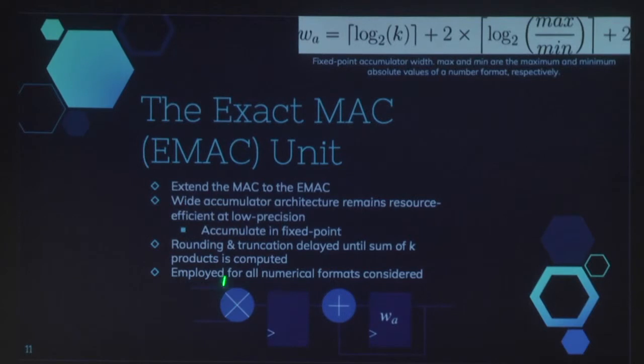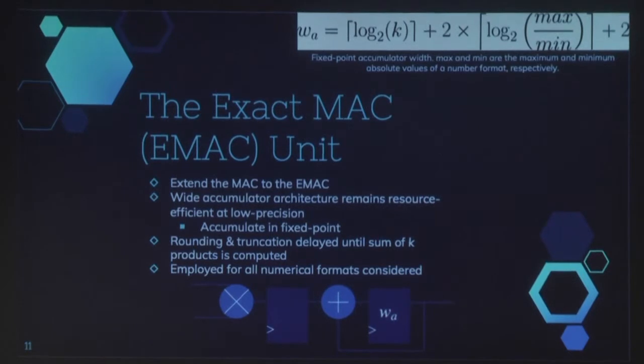And I think there has been enough discussion about this EMAC unit, where you want to use a wide accumulator architecture so that it remains still resource efficient at low precision, and we delay the rounding and truncating until all the sum of products is computed. This sounds very familiar to you. It's the Kulisch exact dot product. The reason we didn't use EDP in our paper is because it's often confused with the energy delay product EDP, which is used in the hardware community. So that's why we use the EMAC term.